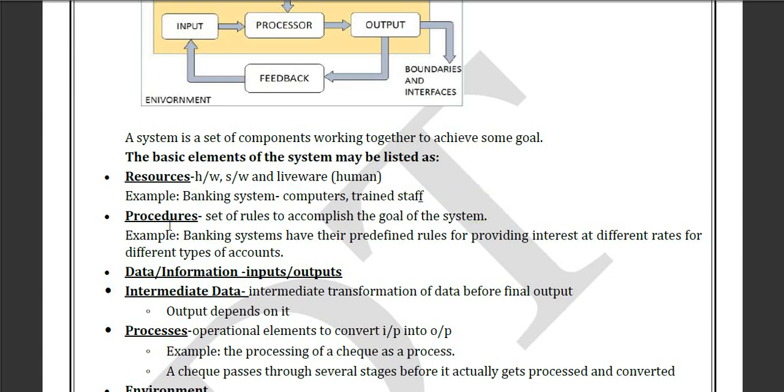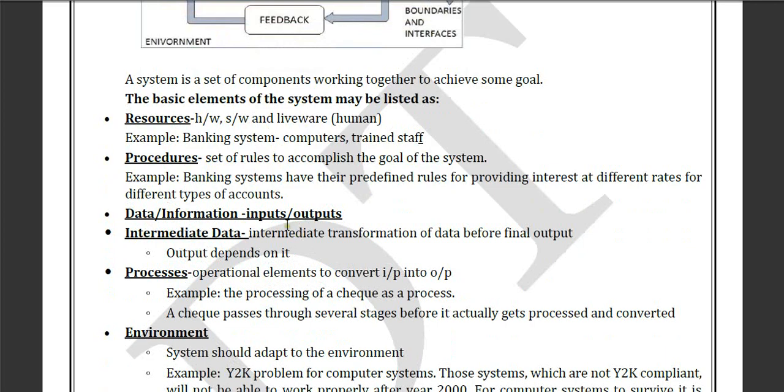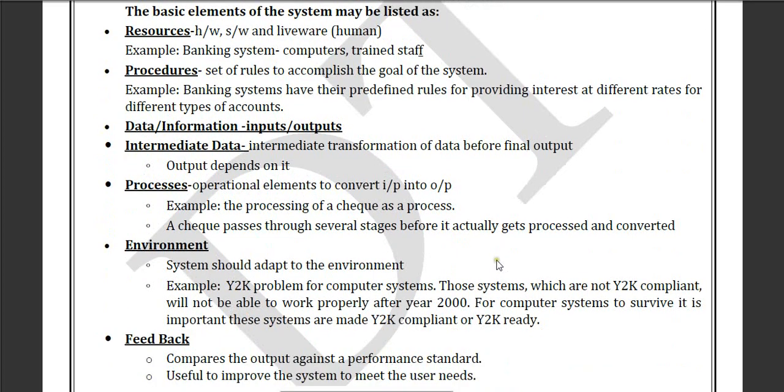Then procedures. Procedures means how to do the work. Then data and information are the input and output. Then the intermediate data is the processing data. The process is how the work is done, and the system should adapt to an environment, because everything needs an environment.